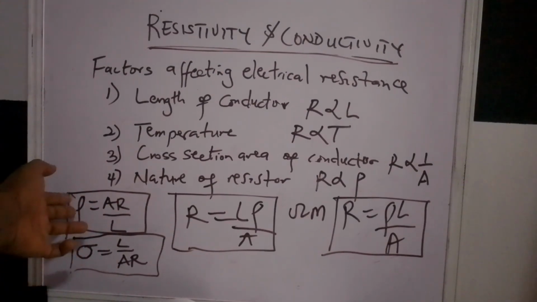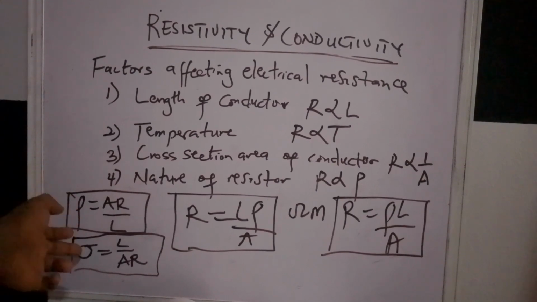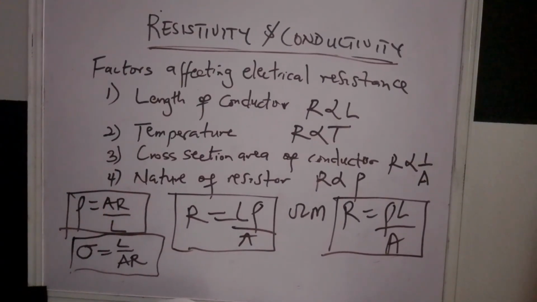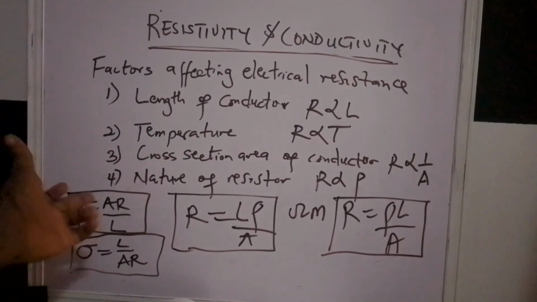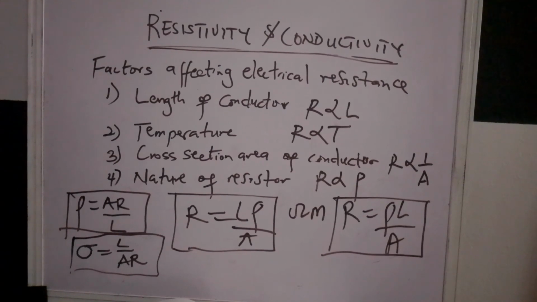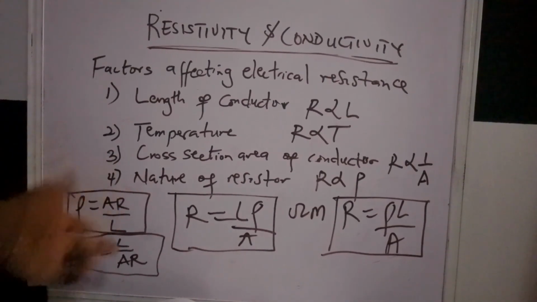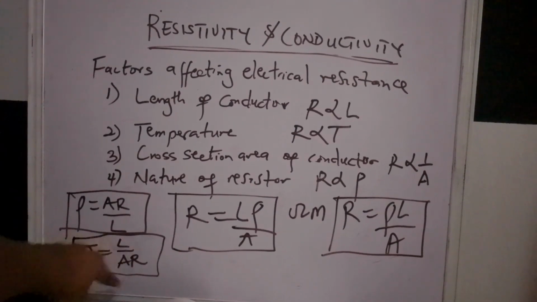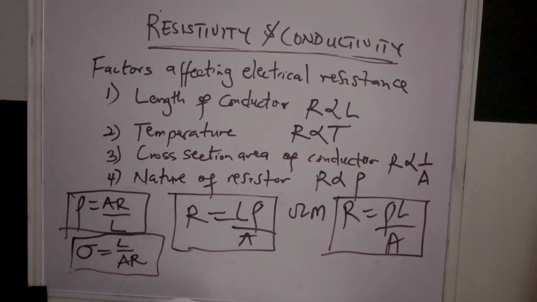This is rho for the symbol. This is a rho symbol. And this one is the sigma. So the sigma is L over AR. Then we can rewrite the conductivity formula, because if conductivity is inverse, then we can say conductivity is 1 over rho. So if rho is AR over L and conductivity is L over AR, then we can now say the sigma, which is the conductivity, could be given as 1 over rho.